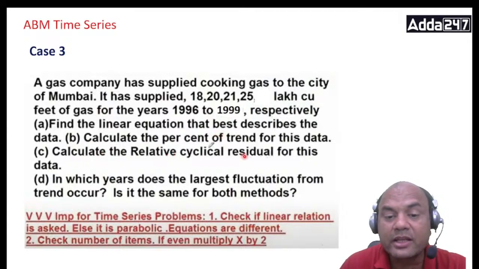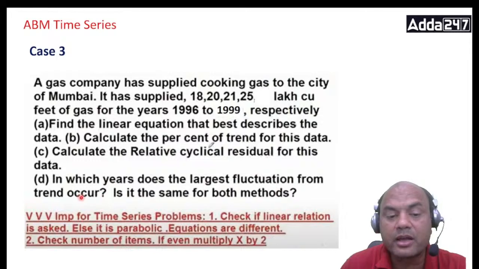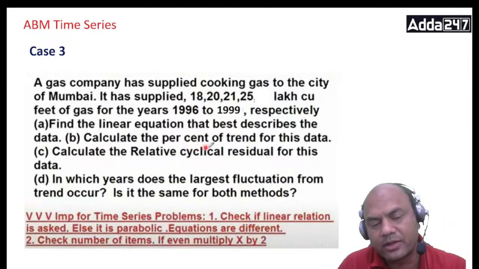Next, relative cyclical residual, something new. This is also new. So these two terms have newly come to you. In which year does the fluctuation from the trend occur? Is it the same for both the methods? So there are two methods of coming to the fluctuation. I'll teach you that now.